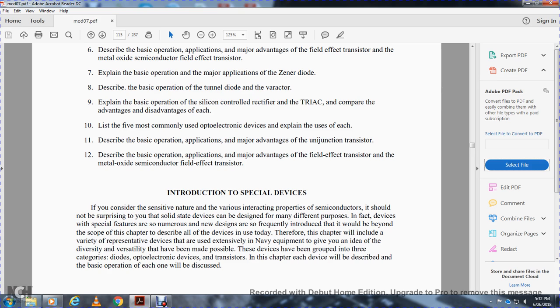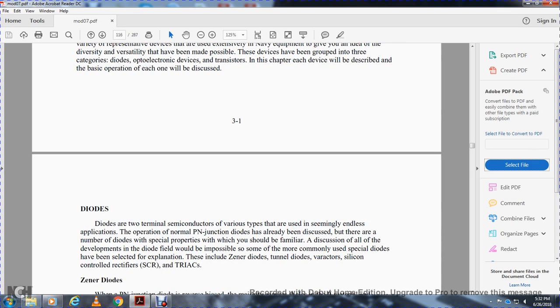The devices have been grouped into 3 categories: diodes, optoelectrical devices, and transistors. In each chapter, each of the devices will be described in its basic operation. Each one will be discussed. Diode. Diodes are 2-terminal semiconductor devices with seemingly endless applications, for the operation of the normal positive-negative junction.